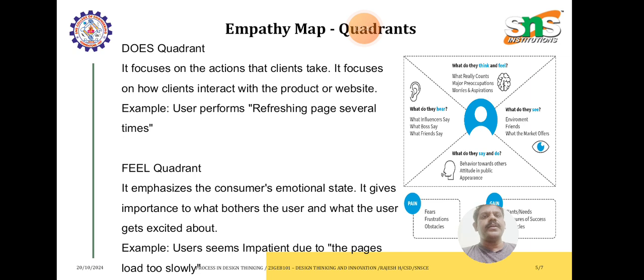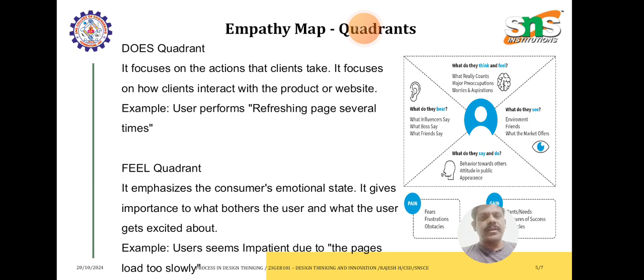In the third quadrant, the does quadrant focuses on the actions that the clients or customers take. It focuses on how clients interact with the product or the website or app. Example: the user is refreshing the web page several times. Why is the client doing that? Why is the customer doing that? That's what the does quadrant talks about.